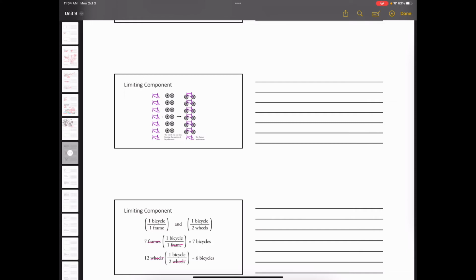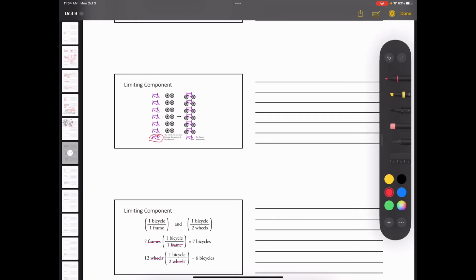And then at the end, you're short two wheels, correct? And you have one frame left without really converting into a bicycle. So what we have here is that the wheels are finished first in this assembly line, and we were able to make only 6 bicycles. It doesn't matter even if I have 8 frames or 9 frames or 10 frames, I am limited to make 6 bicycles only. So what I call in this case the wheels, they are considered a limiting component for my production line.